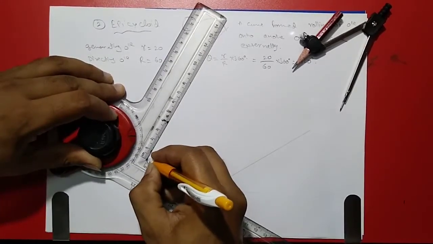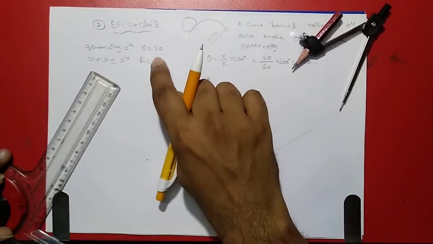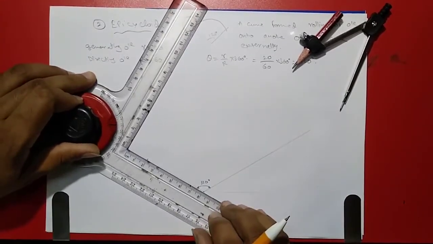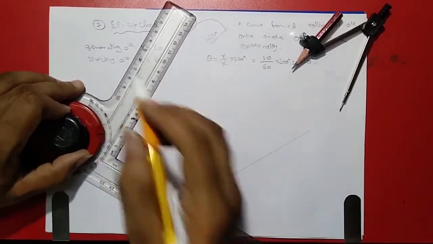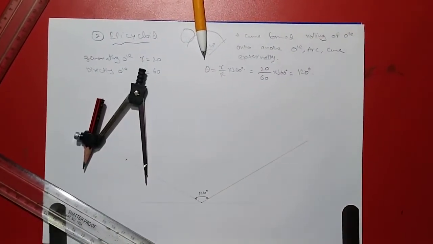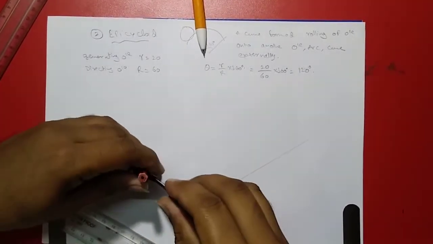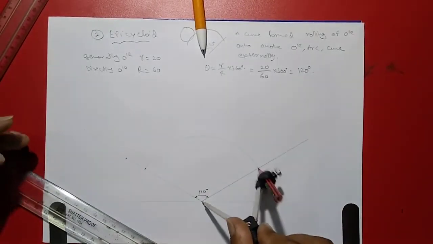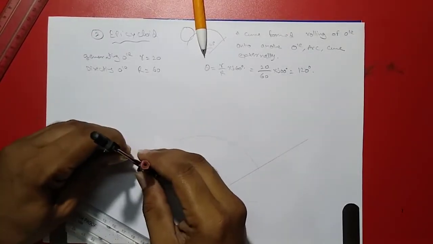I'll be marking over here, that would be very easy for us. This is 60, and we have to consider the radius of the generating circle as 20. So I'll be taking 20 mm extra from here. This would be the center of the generating circle. Now I'll be drawing the directing surface from this point. This would be the directing surface, and here I have to draw the generating circle.